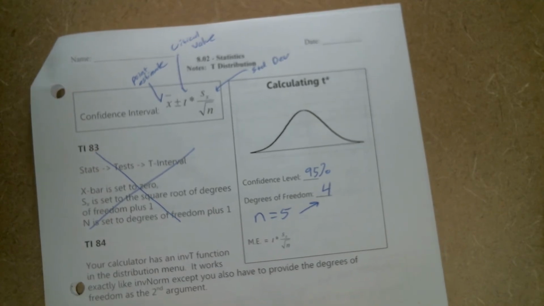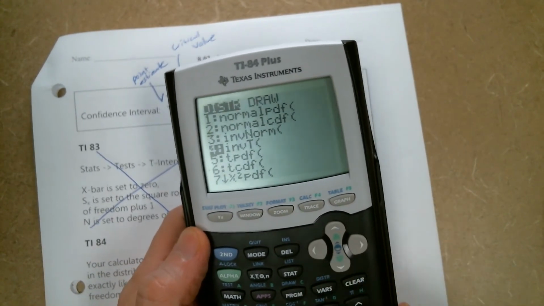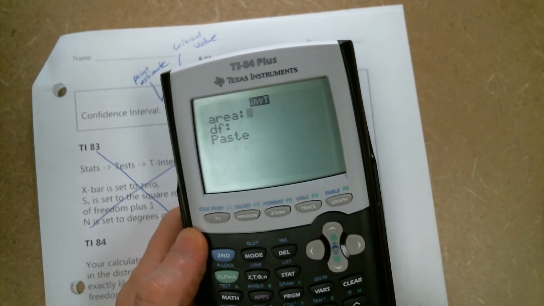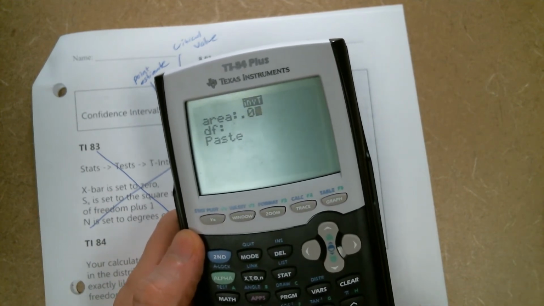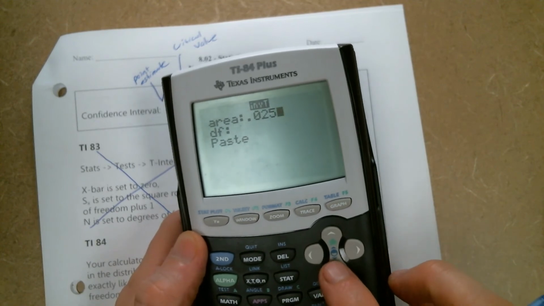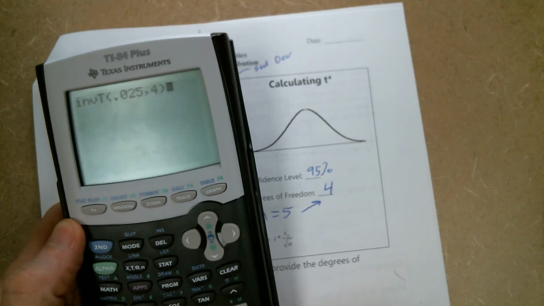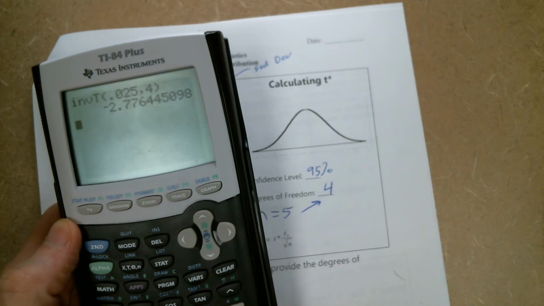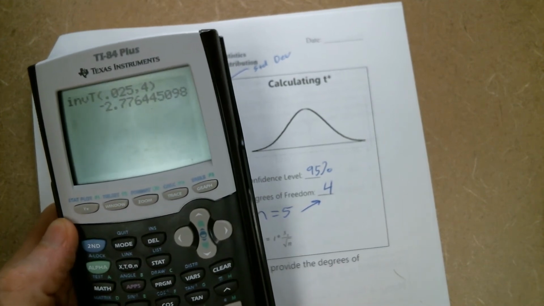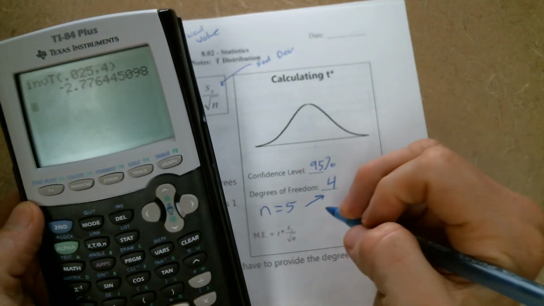All right. So to do that, we would go to our distribution menu. We would go to inverse t. We would say, okay, 95%, but that's split between the left and the right. So 2.5% on one side, 2.5% on the other. And then my degrees of freedom would be 4. And that gives me 2.776. Again, we're going to ignore the negative.